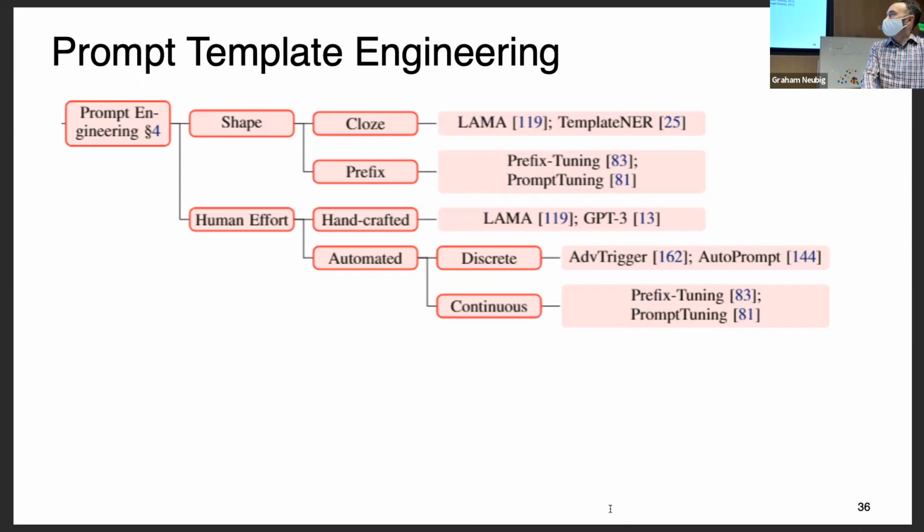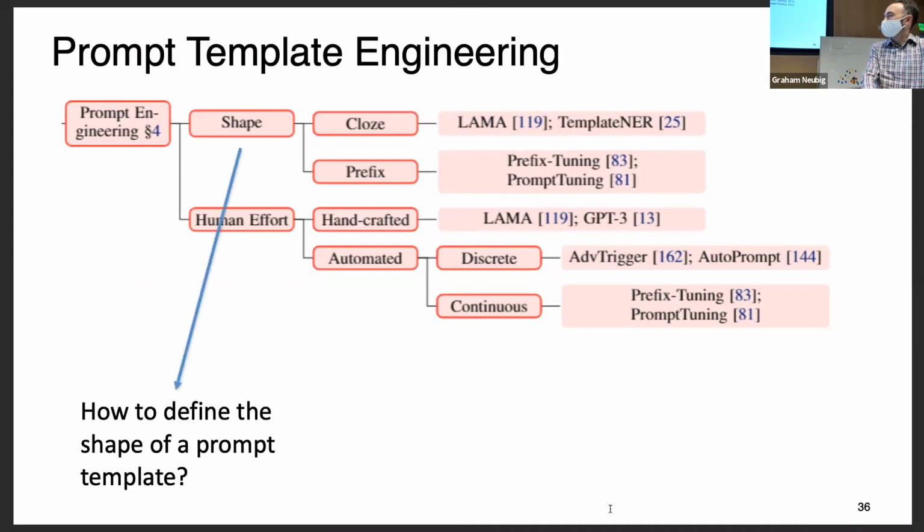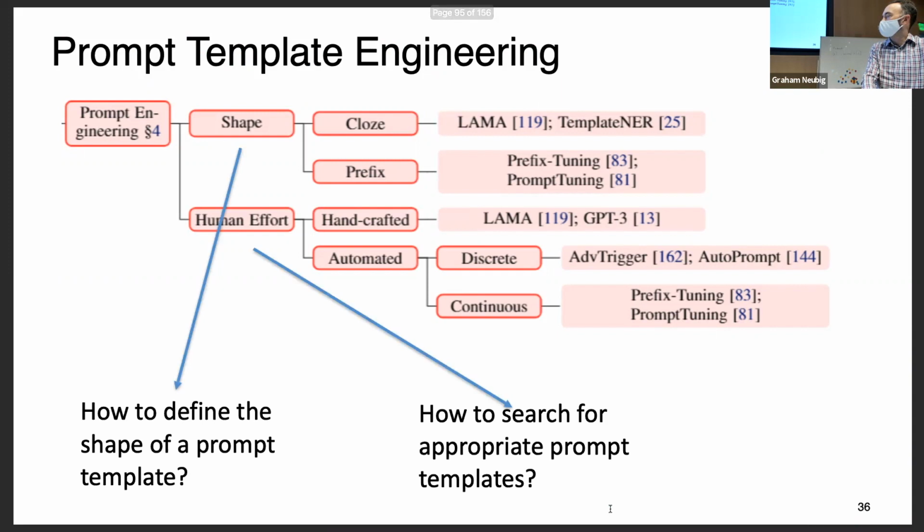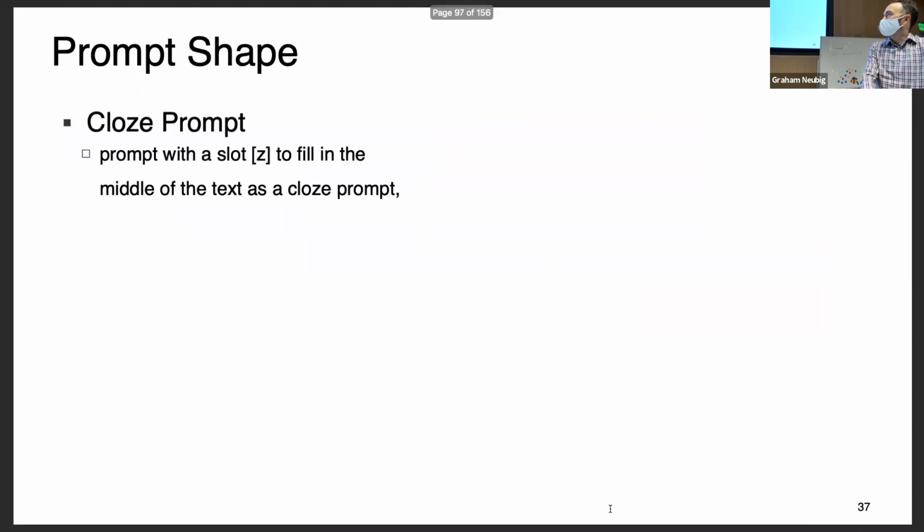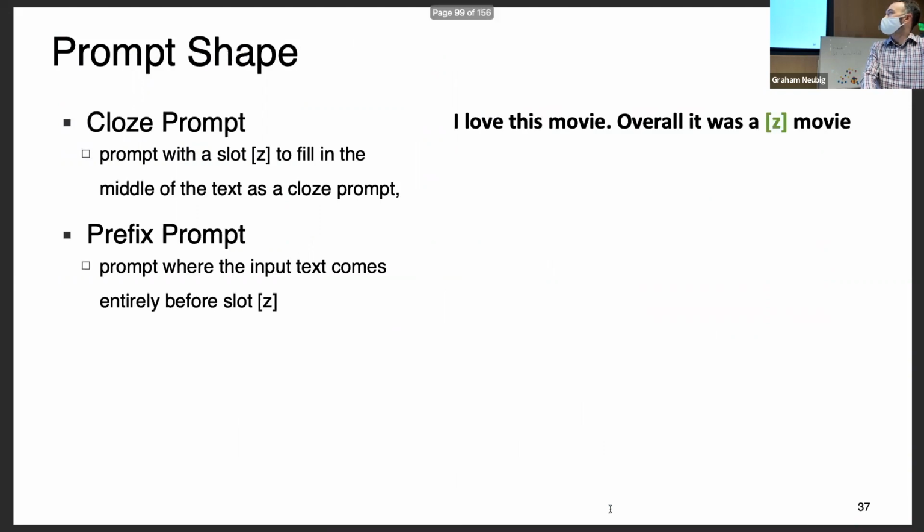So if we split this up a little bit more, how do we define the shape of a prompt template, and how do we search for appropriate prompt templates in the first place? The shape thing is relatively straightforward. A cloze prompt is where we prompt with a slot to fill in the middle of the text, like this. And a prefix prompt is where the input text comes entirely afterwards, like this. And as I mentioned before, this affects the type of model that you can be using.